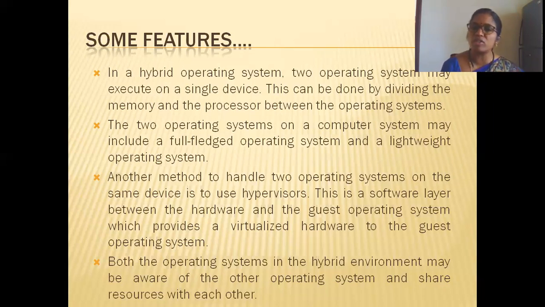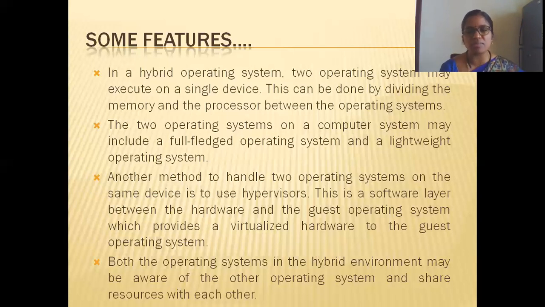Another method to handle two operating systems on the same device is to use hypervisors. This is a software layer. A hypervisor is a software layer between the hardware and the guest operating system. One is the main operating system, and the other is the guest operating system, which is provided virtualized hardware. So hypervisors are used in this kind of environment.